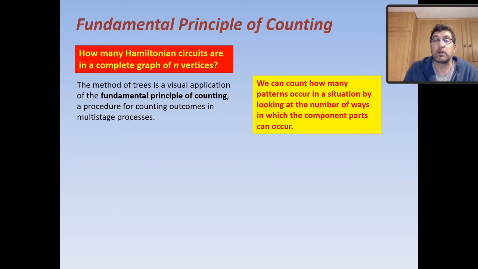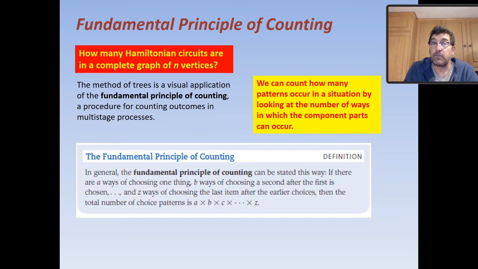We can count how many patterns occur in a situation by looking at the number of ways in which the component parts can occur. In the previous one, remember, we had 4 cities. From the 4 cities that we want to visit, we could create 3 tours. So what does the fundamental principle of counting say? It says in general that if there are A ways of choosing one thing and B ways of choosing a second after the first has been chosen, and so on, and Z ways of choosing the last item after the earlier choices were made, then the total number of choice patterns is the product A times B times C times D times E, up to Z. Now that makes sense if you know the alphabet.